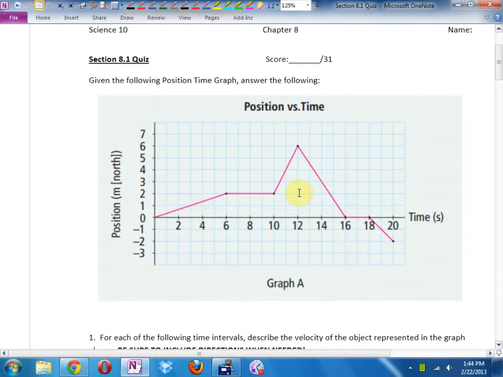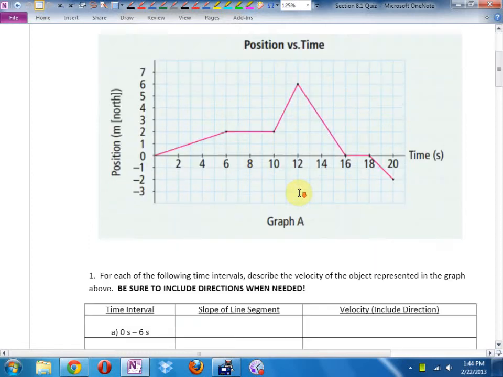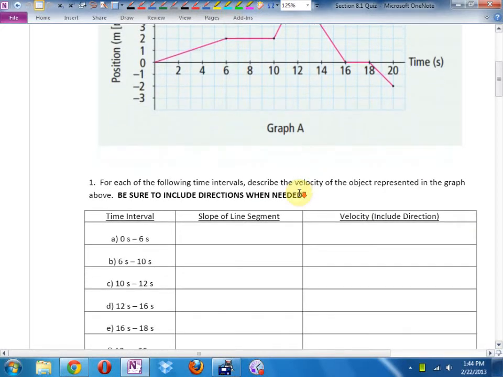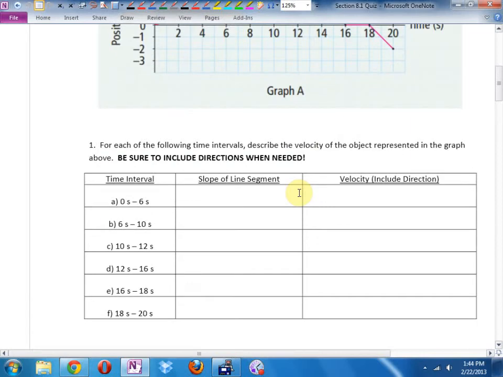South. What if they had said east? Then east would be positive. West would be negative. What if they said up? They gave us a direction. For each of the following time intervals, describe the velocity. Be sure to include direction.